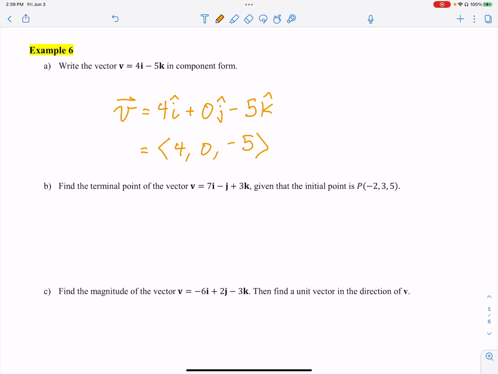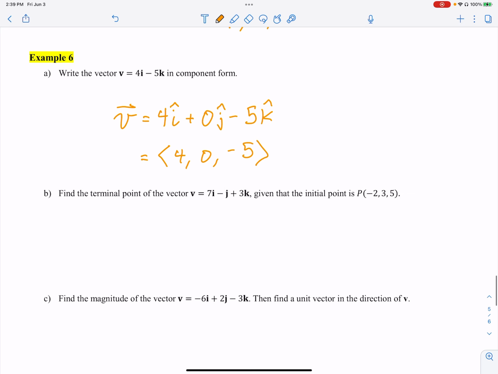All right, B says find the terminal point of the vector given the initial point is that. All right, so I'm thinking, okay, I got to take Q. It's going to be Q minus P. Okay, so let's write Q here. Q is Q1, Q2, and Q3. So if I take that point and I minus it from P, which is -2, 3, 5, then I will get the vector 7, -1, 3.